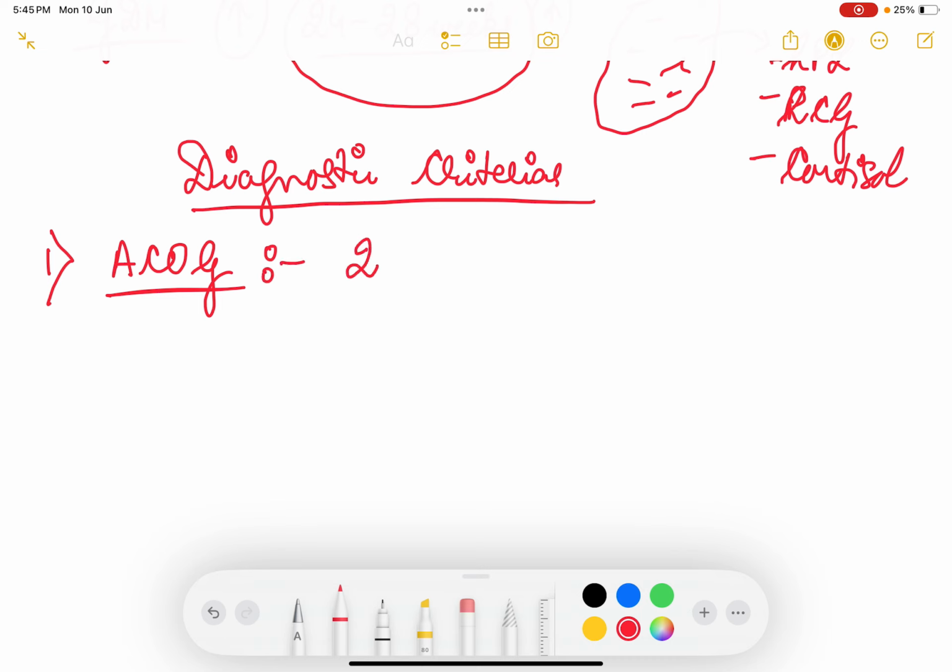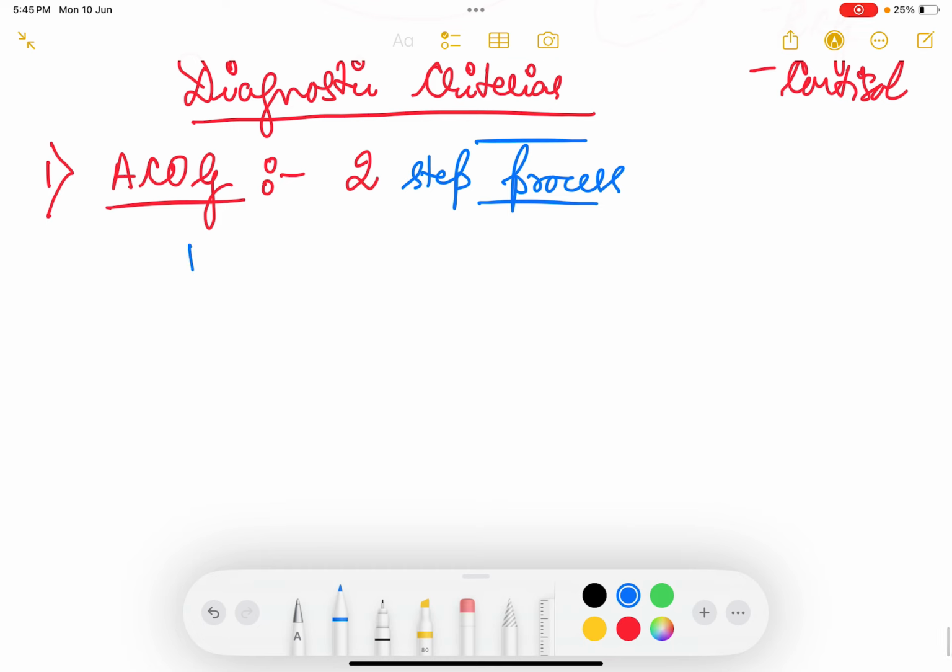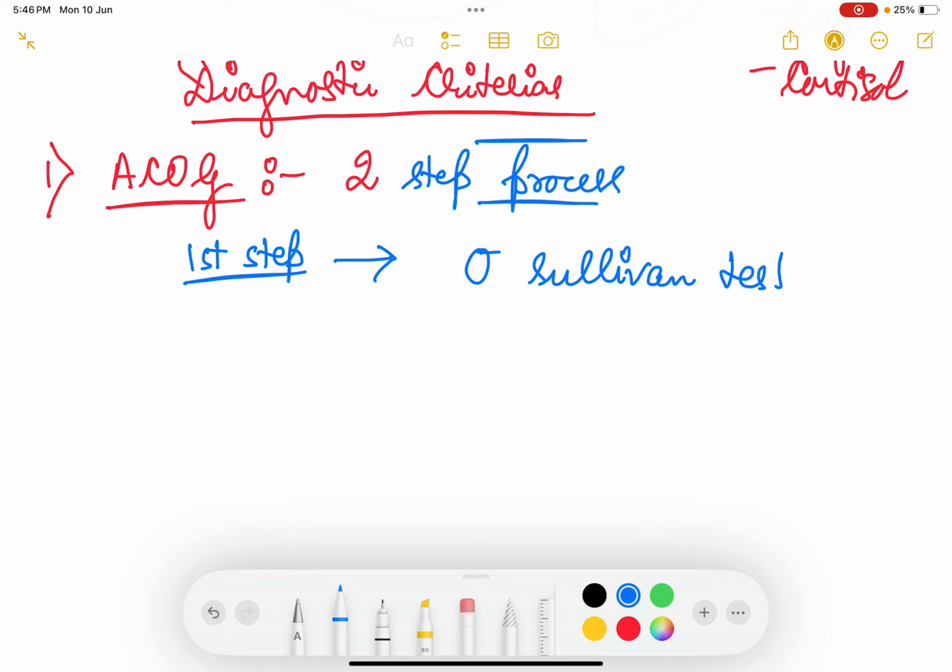In America, diagnosis of GDM or screening for GDM is a two-step procedure. By two-step process, we mean that the patient will be screened 2 times in pregnancy. So what will we do in the first step? In the first step, we will go for a test called the O'Sullivan test. O'Sullivan test is also called the glucose challenge test, GCT.